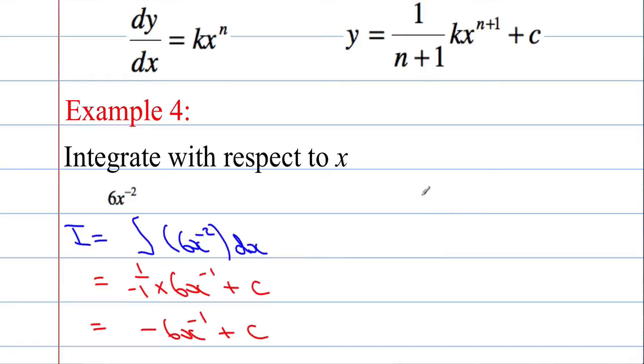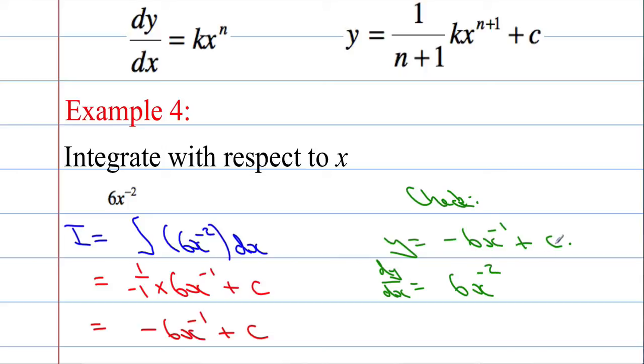Once again, let's do a check. Make sure that we're doing things correctly. If y was equal to negative 6x to the negative 1 plus some constant c, then dy by dx would equal, the power is going to come down in front, so negative 1 times negative 6 is positive 6. Reducing that power by 1, we get x to the negative 2, and the derivative of a constant is 0. So once again, we end up back where we started, so we know that we're correct.